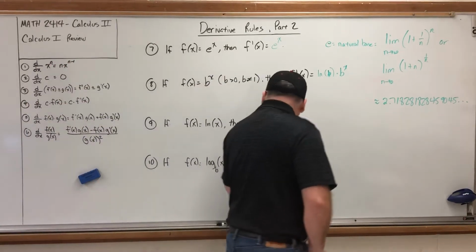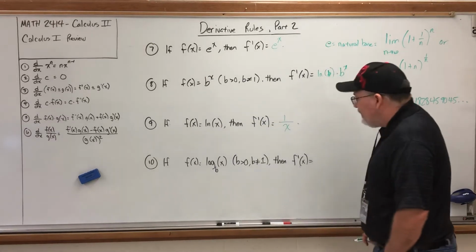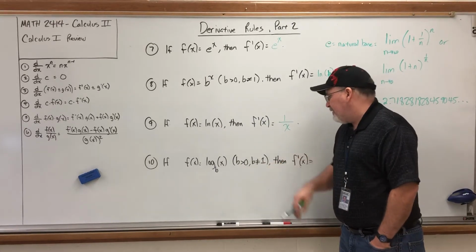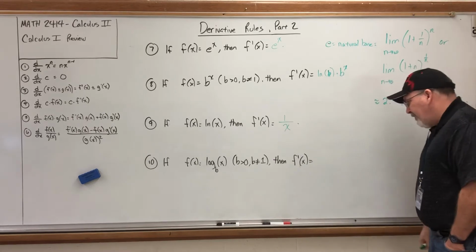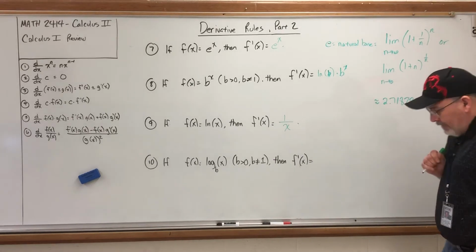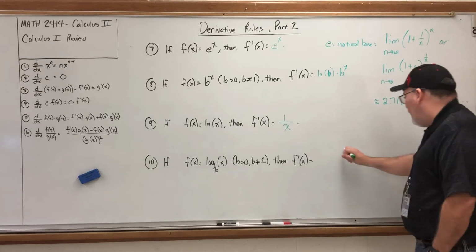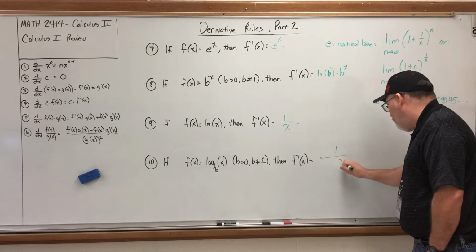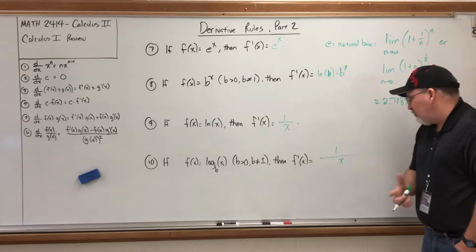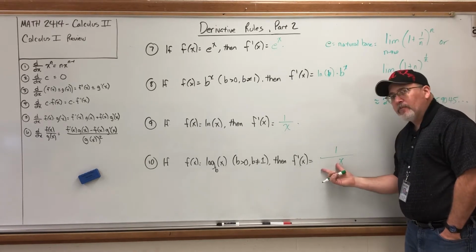And number 10, if f of x equals log base b of x, same restrictions on the base, positive but not equal to 1, then the derivative, now this is a rule that a lot of people don't remember because it's not used that terribly often. It's kind of like the derivative rule for natural log, it's 1 over x, but you'll notice I left a big old space in front.